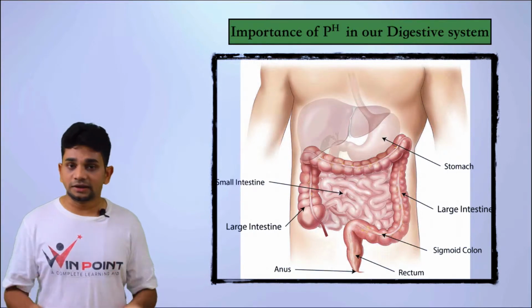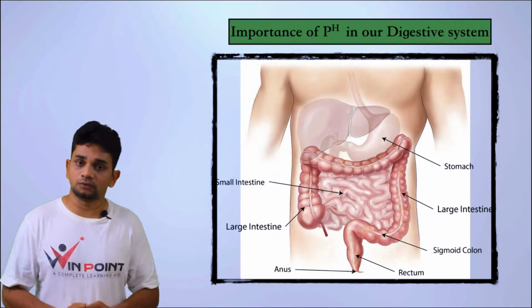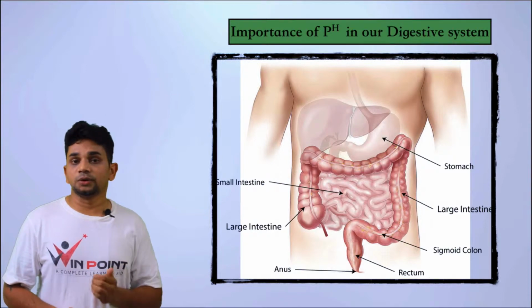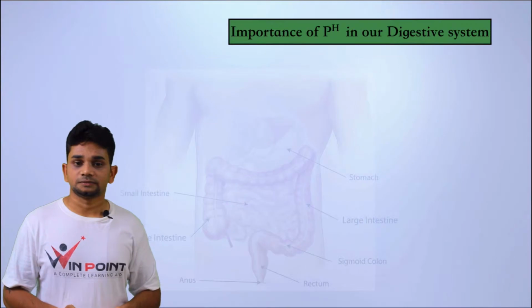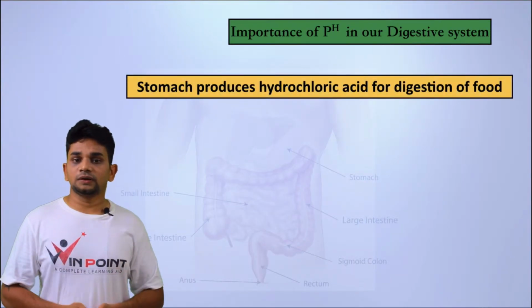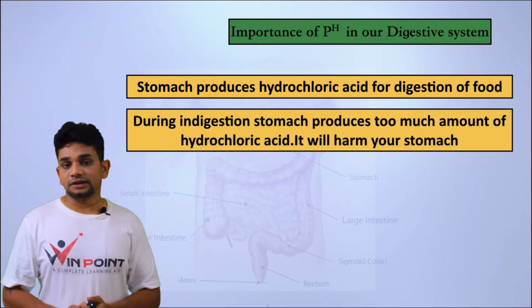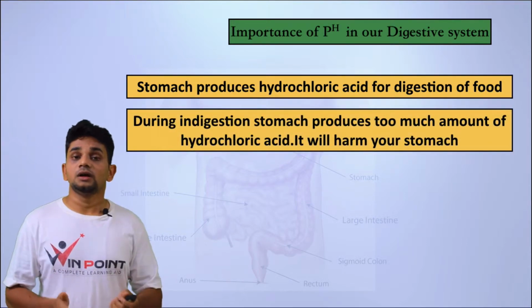At the time of indigestion, if you are overeating, if you are taking a heavy amount of food, that time there will be indigestion. That time the stomach produces a large amount of hydrochloric acid. It will cause acidity. Stomach produces hydrochloric acid for digestion of food. During indigestion, the stomach produces too much hydrochloric acid, and it will harm your stomach.